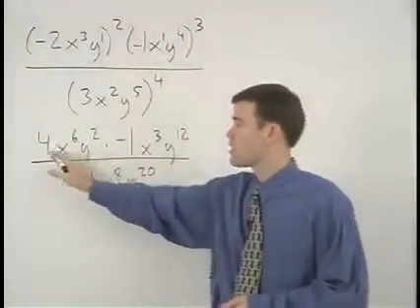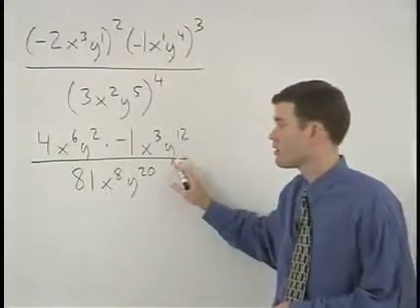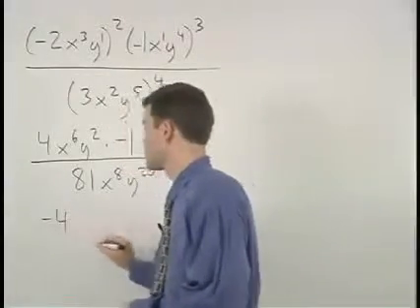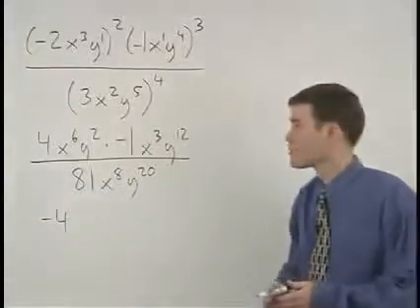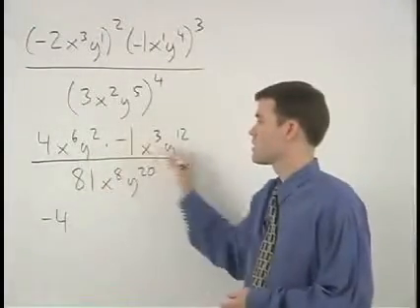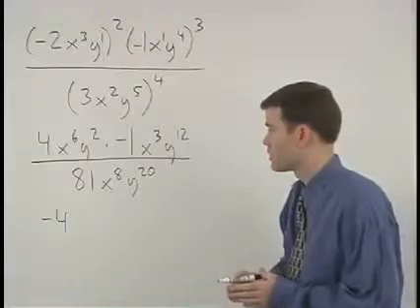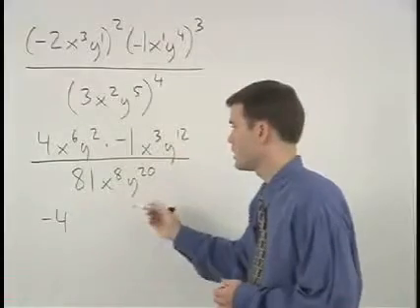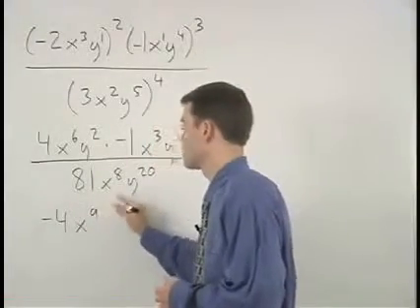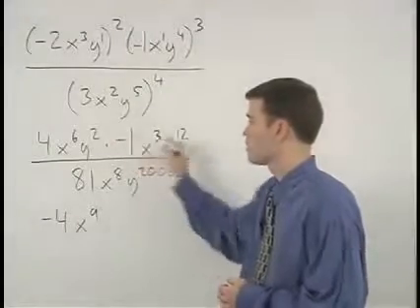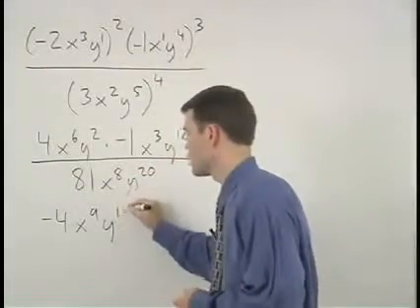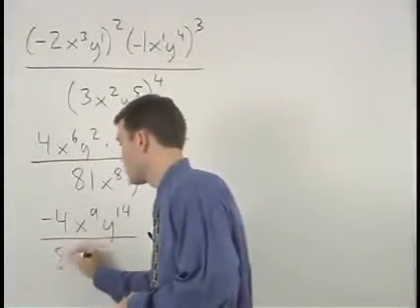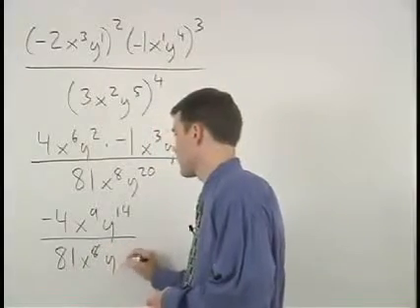Next, we apply our product rule across the numerator. Multiplying the two coefficients, we get negative 4. But remember that the product rule states that when multiplying powers that have the same base, we add their exponents. So we have x to the sixth times x to the third, which is x to the sixth plus 3, or x to the ninth. Y squared times y to the 12th is y to the 2 plus 12, or y to the 14th. So we have negative 4, x to the ninth, y to the 14th, over 81, x to the 8th, y to the 20th.